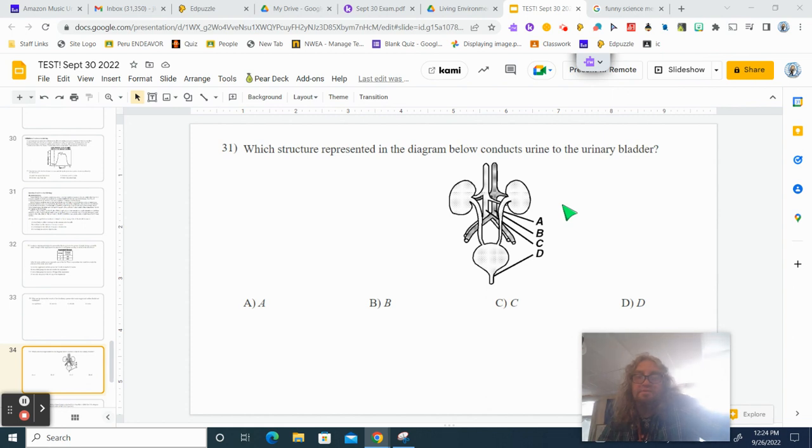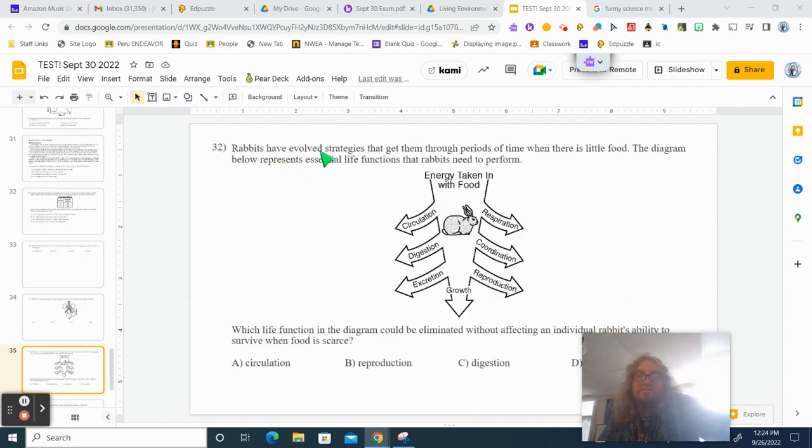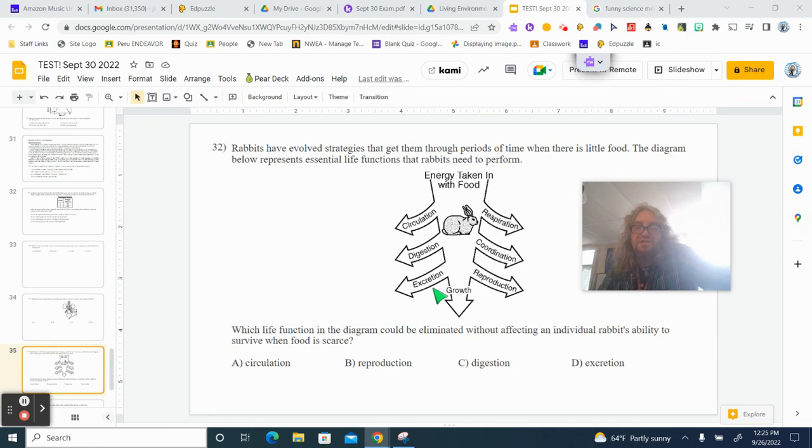Question 32. Rabbits have evolved strategies that get them through periods of time when there is little food. The diagram below represents essential life functions that rabbits need to perform. Right? Energy taken with food, they need to circulate, digest, excrete, respirate, coordinate, reproduce, and grow. Which function in the diagram could be eliminated without affecting an individual rabbit's ability to survive when food is scarce? So which one of these could they get away with not doing? Is it A, circulation, B, reproduction, C, digestion, or D, excretion?